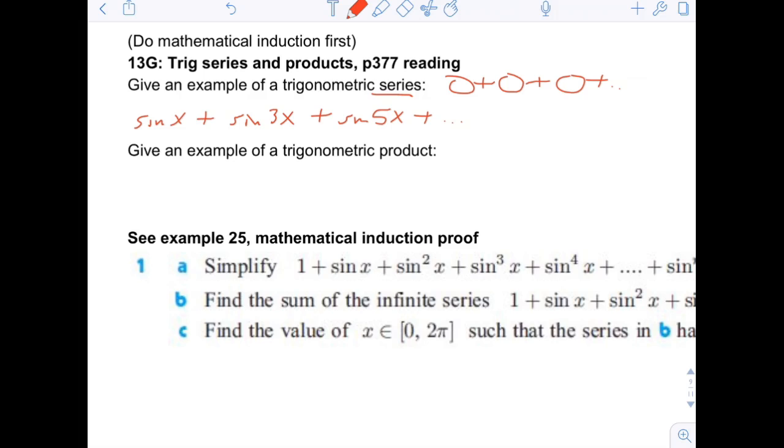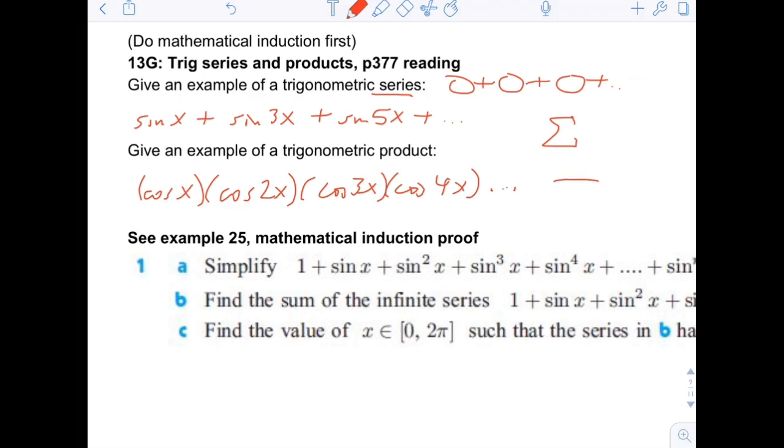Give an example of a trigonometric product. So this would be like if you have a sequence of trig functions that are multiplied together. Remember that sometimes series that are added together are represented by a sigma for sum, and a product is represented by pi as a product. And then they put the relevant counters here, like 1 to infinity or whatever.